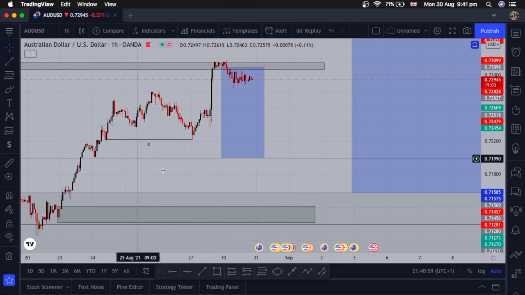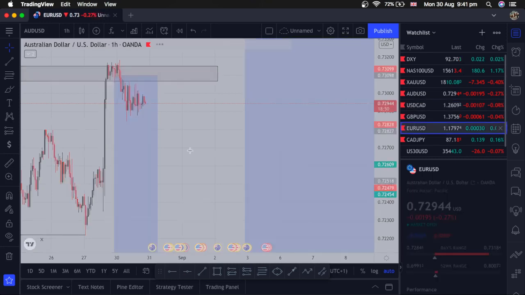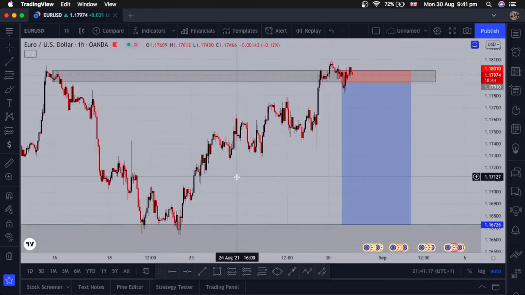You just see the flow of the market, the trend, and that's what we like to do. Now I am in another trade. I believe it was Euro USD, but I did get stopped out here, and I will explain to you guys why I got stopped out.